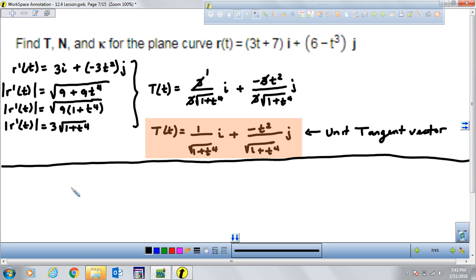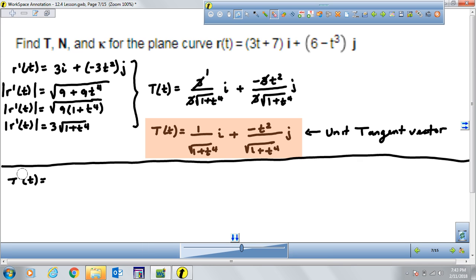Now, let's go ahead and find the normal vector. To find the normal vector, we need to find the derivative of the unit tangent vector and divide it by its magnitude. So getting the derivative of this, the best thing that we can do, because otherwise we have to apply the quotient rule, the easiest way would be to treat it as a product.